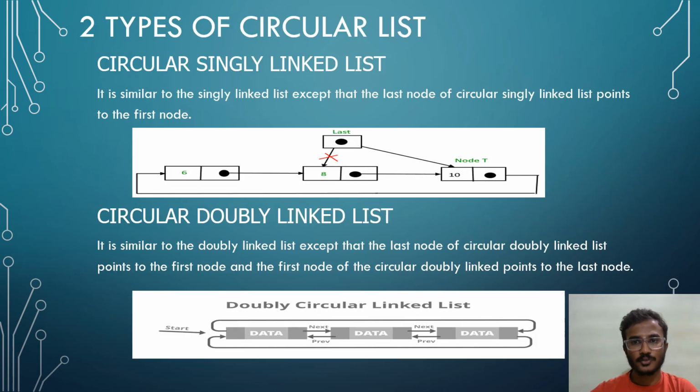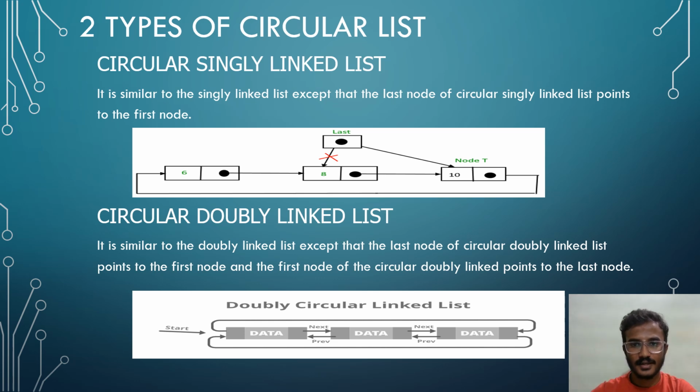There are two types of circular list. One is circular singly list, the other one is circular doubly linked list. It is similar to singly linked list except that the last node of circular singly list points to the first node. Here we can see the last node of the circular singly list points to the first node.